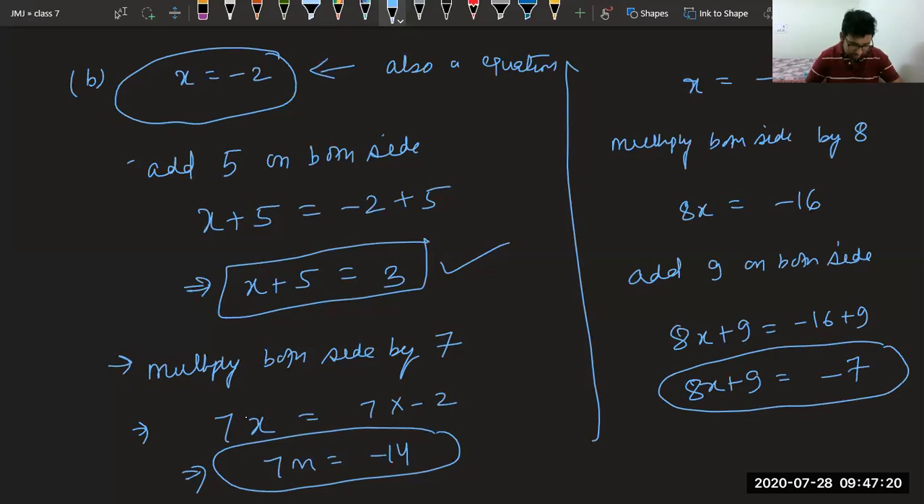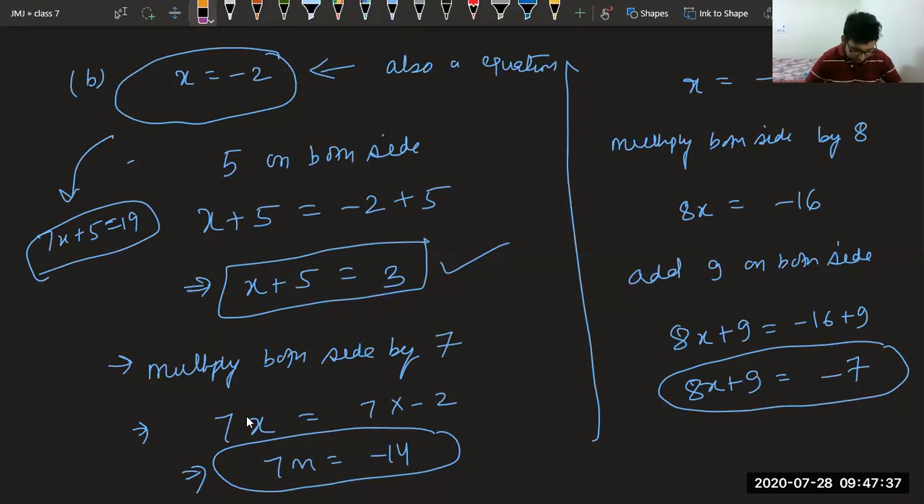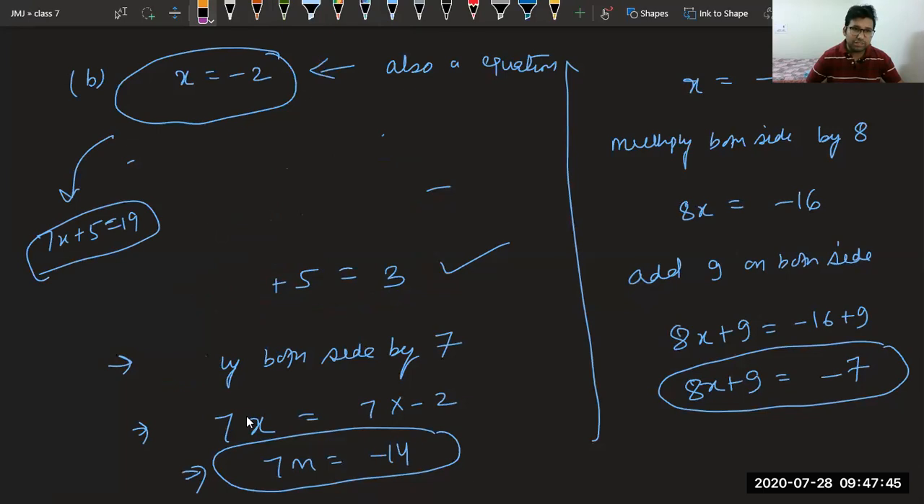Ryan is asking 7x plus 5 equal to 19. Is it correct or not? All of you, please confirm. Ryan, is this equation correct for this one? Please confirm, all of you. Ryan is saying 7x plus 15. Is it correct? Because I am finding something fishy in this. Please check, is the equation given by Ryan correct or not?